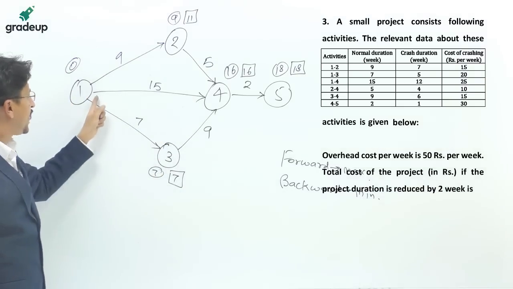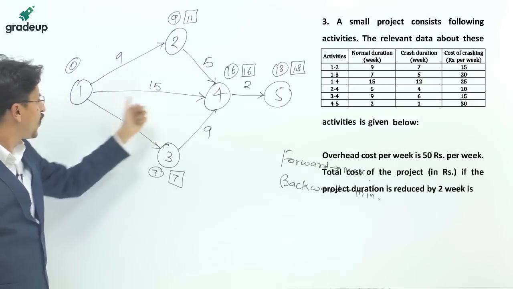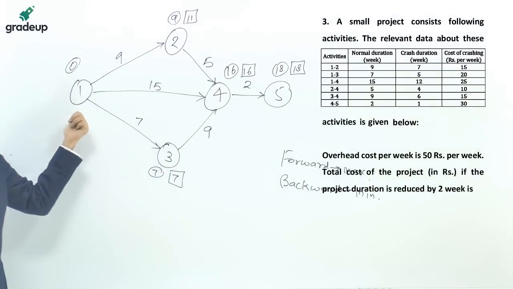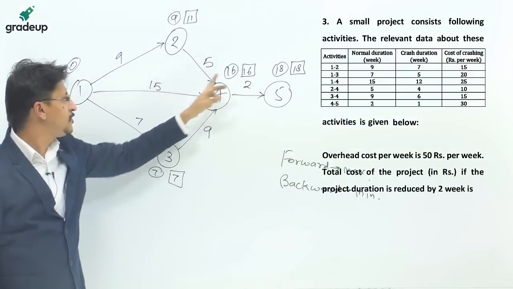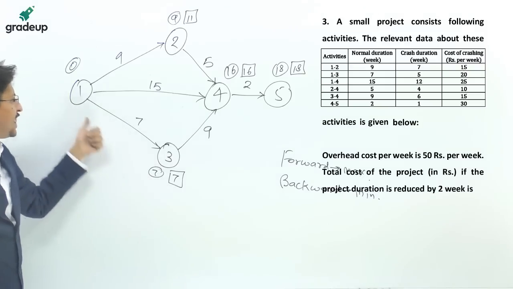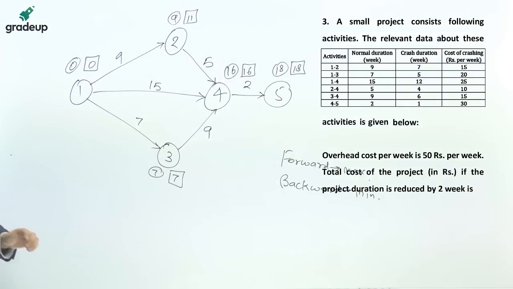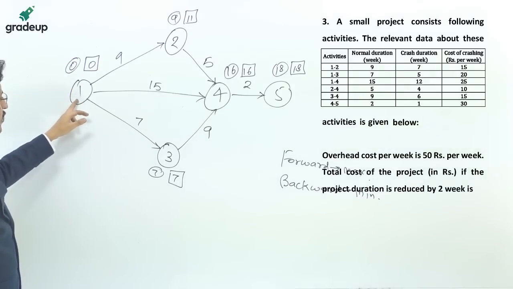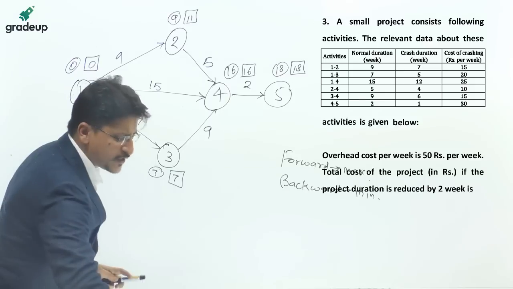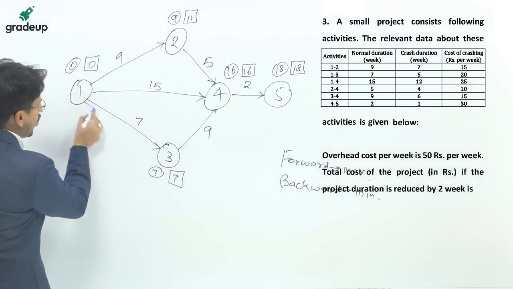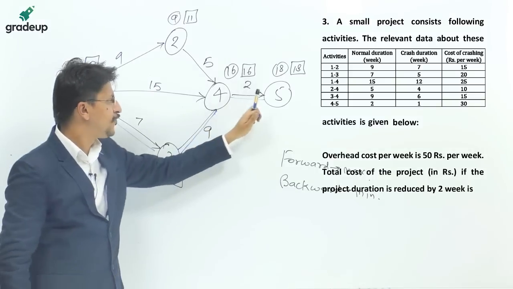And for reaching 1 there are 3 paths again: from 4 to 2, 2 to 1; direct from 4 to 1; and 4 to 3, 3 to 1. So the minimum value: 11 minus 9 will give you 2. 16 minus 15 will give you 1. 7 minus 7 will give you 0. So here it will be 0. So the critical path for this case becomes 1 to 3, 3 to 4 and 4 to 5.